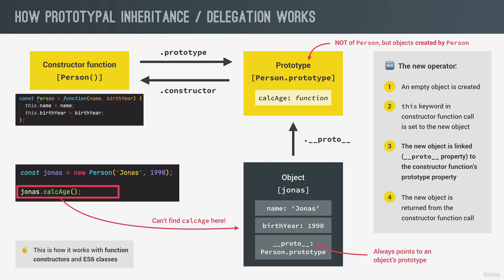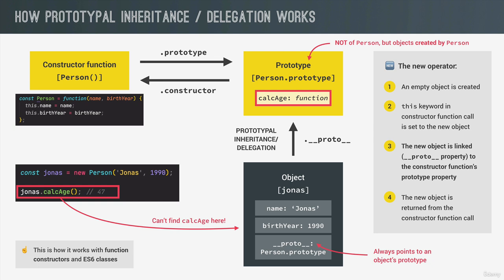Well, if a property or a method cannot be found in a certain object, JavaScript will look into its prototype. And there it is. So there is the calc_h function that we were looking for. And so JavaScript will simply use this one. That's how the calc_h function can run correctly and return a result. And the behavior that we just described is what we already called prototypal inheritance or delegation. So the Jonas object inherited the calc_h method from its prototype. Or in other words, it delegated the calc_h functionality to its prototype.